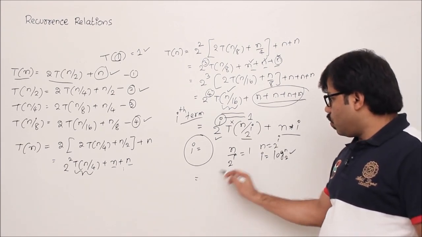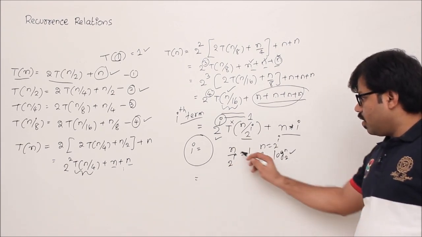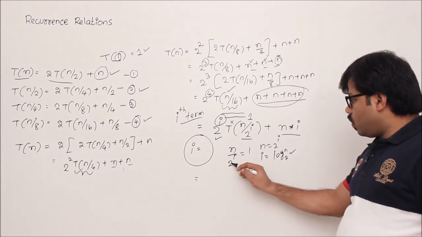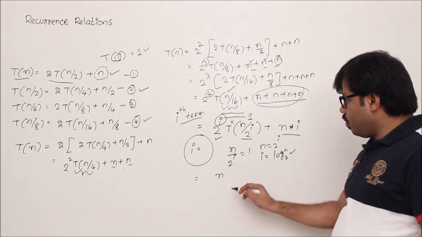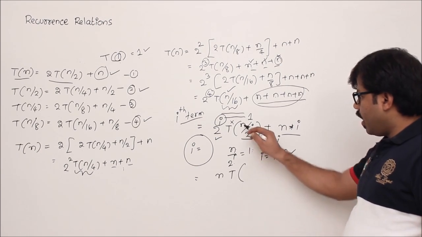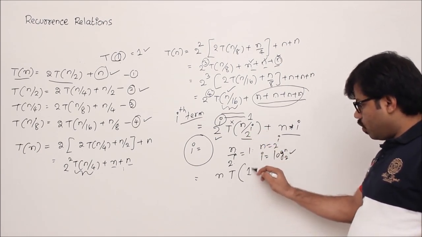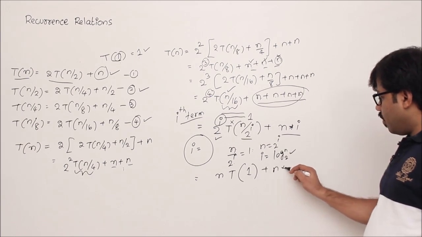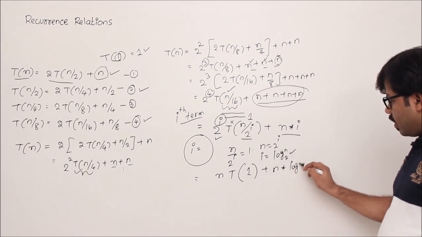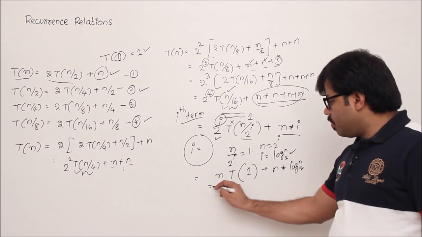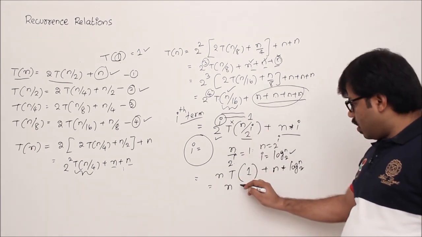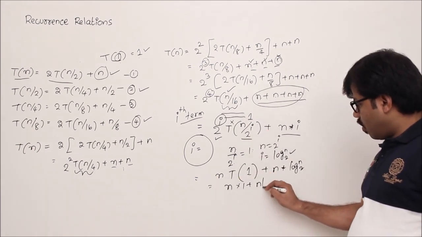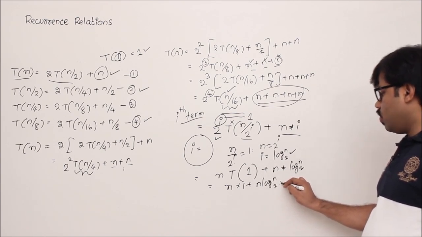Let's substitute it. At that time n by 2 power i is 1, then 2 power i equal to n. Correct? n into T of n by 2 power i is what? That is what our goal was, making it 1. T of 1 plus n into i. What is i? Log n base 2 at that time. So that will become n into T of 1, and T of 1 is 1. So n into 1 plus n log n base 2. So this is the solution.